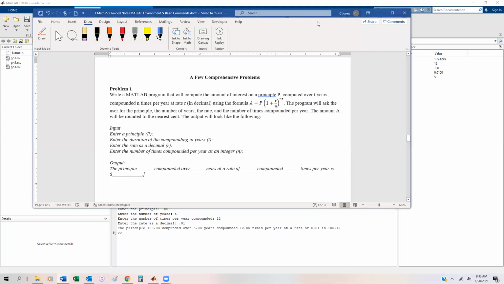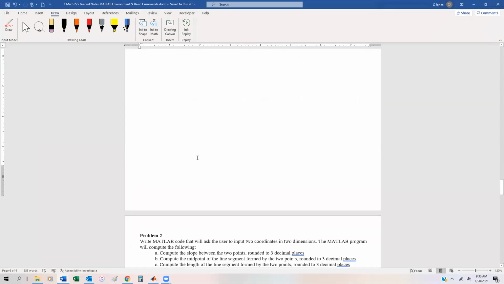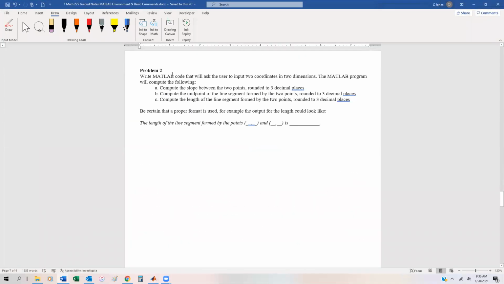Second problem that we have. We want the user to input 2 coordinates in 2 dimensions. And the MATLAB program will compute the slope rounded to 3 decimal places, find the midpoint rounded to 3 decimal places, and find the length, right? And so the output for the length could be: the line segment formed by the points is blank and blank.